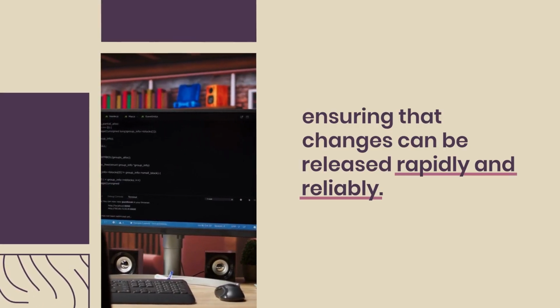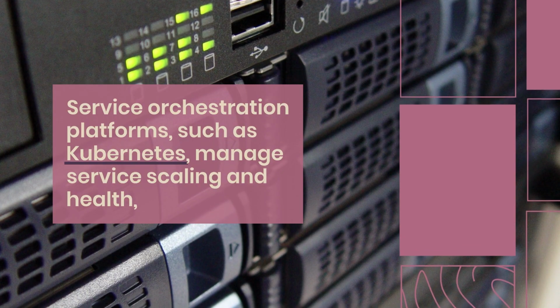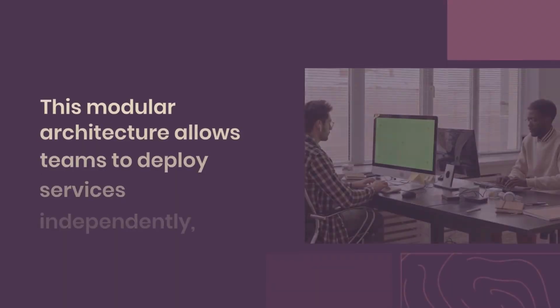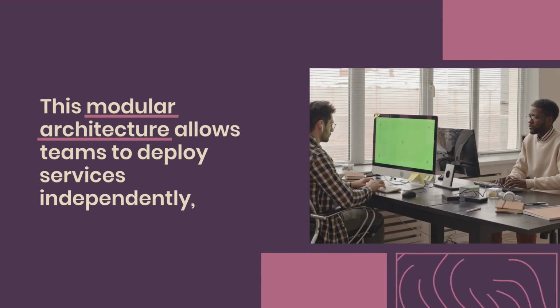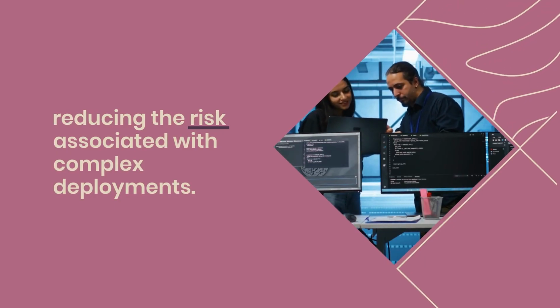Continuous integration and continuous deployment (CI/CD) pipelines automate testing and deployment, ensuring that changes can be released rapidly and reliably. Service orchestration platforms, such as Kubernetes, manage service scaling and health, facilitating seamless deployments and rollbacks. This modular architecture allows teams to deploy services independently, reducing the risk associated with complex deployments.